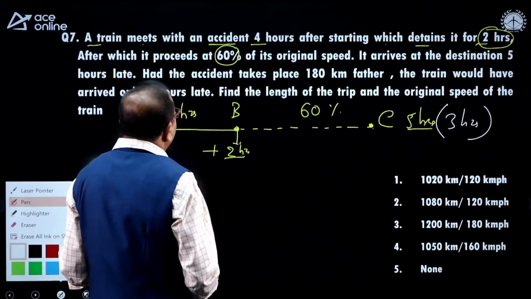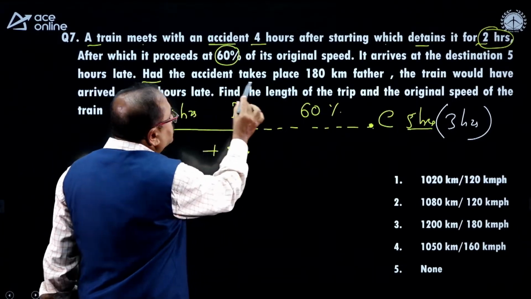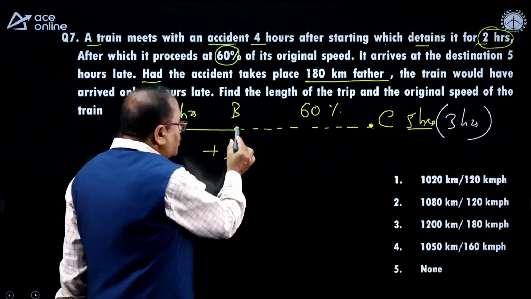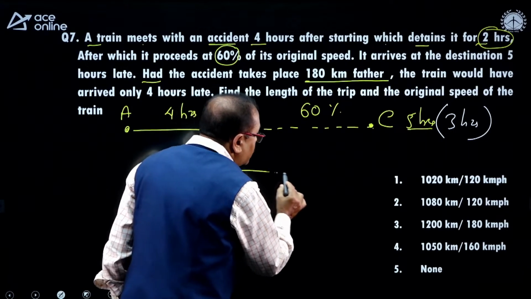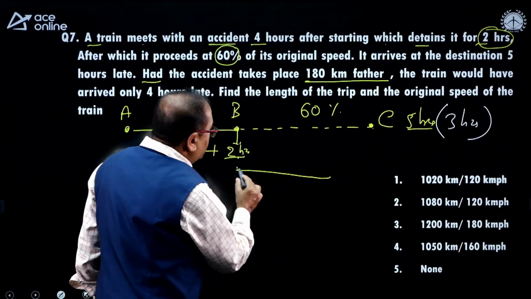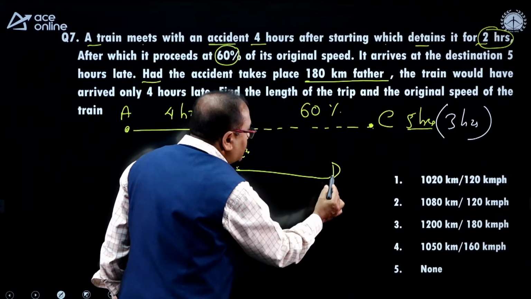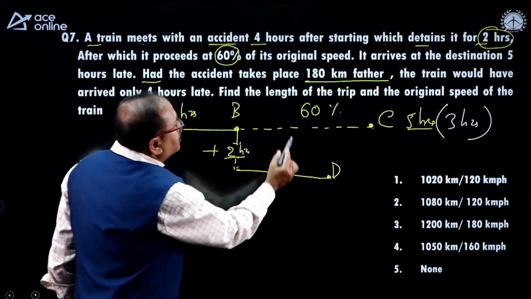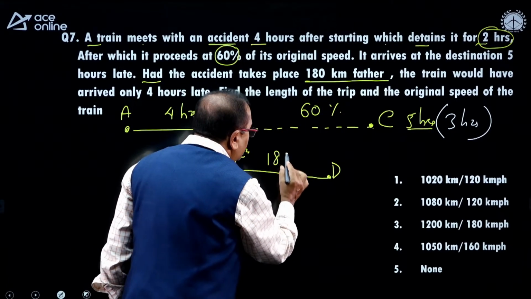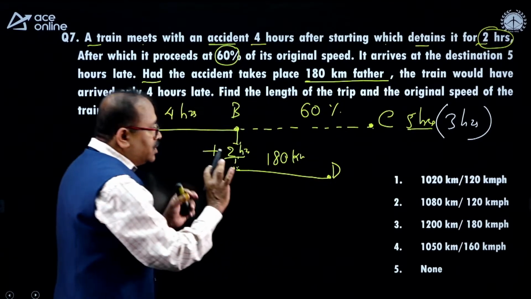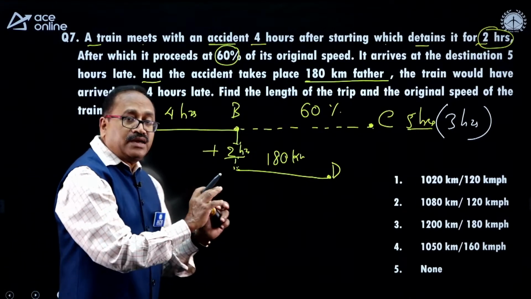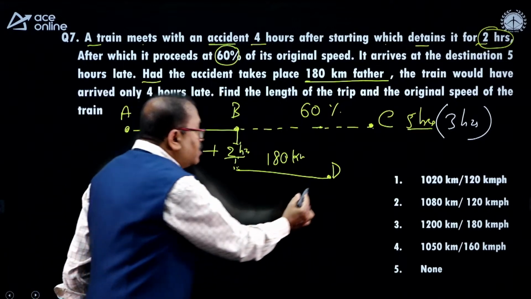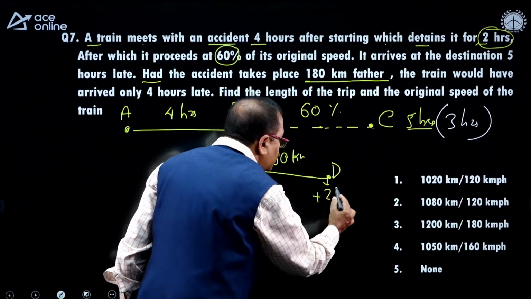Now, the next part says that had the accident taken place 180 kilometer further, instead of point B, it would have been, let's consider this is point D. The accident would have occurred at point D instead of B. And B to D, what is the distance? 180 kilometer. If the accident would have taken place at point D, here somewhere point D, then here also 2 hours, 2 hours stoppage time.